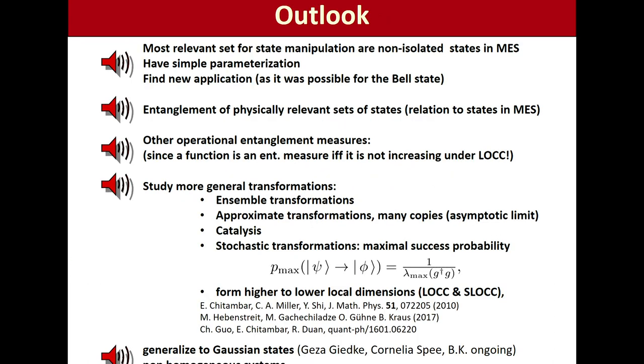As an outlook, what we want to study now is indeed this simple set, which also has a simple parameterization of states in the MES that are convertible. We want to focus on the entanglement properties of physically relevant sets and also introduce some other operational entanglement measures. And of course, a big thing will also be to study more general transformations, when you consider something more than just going from a pure state to a pure state, or generalize it, for instance, also to Gaussian states.